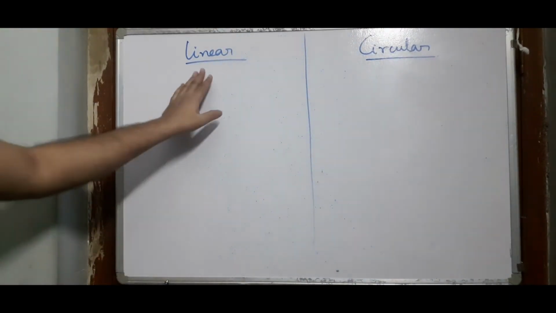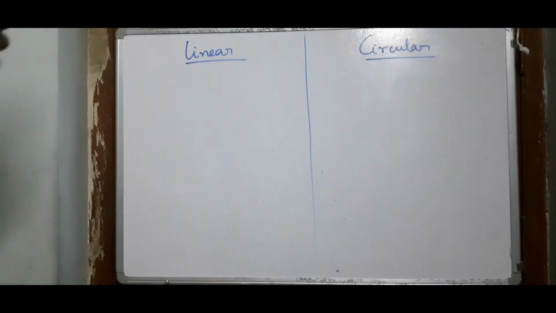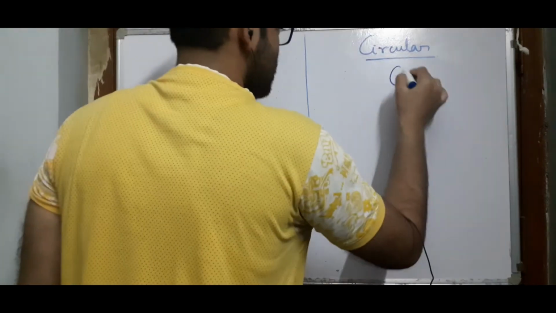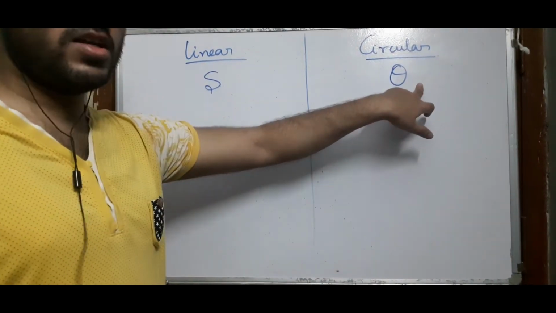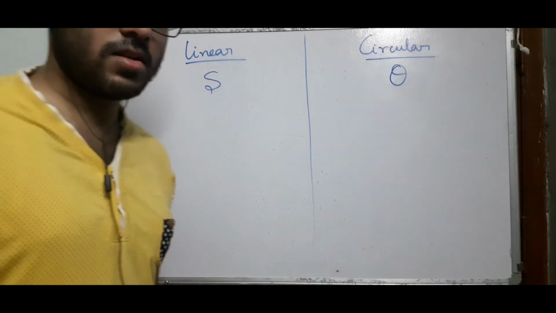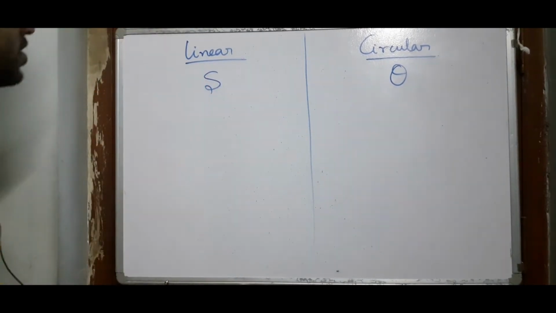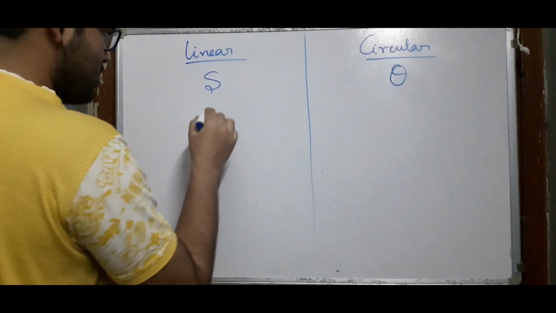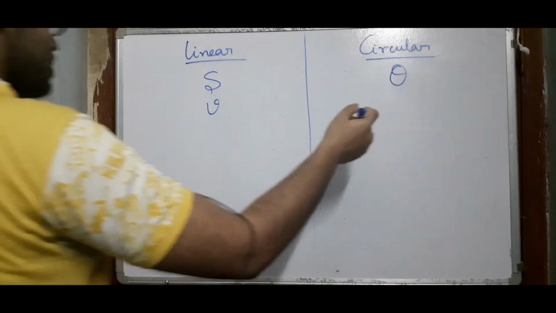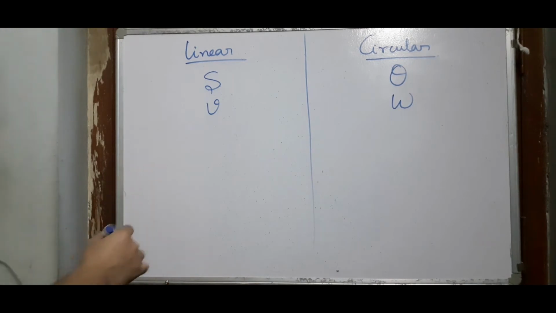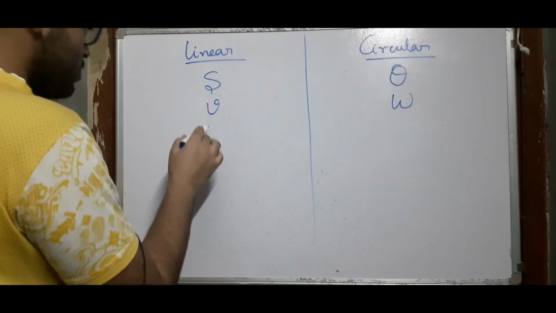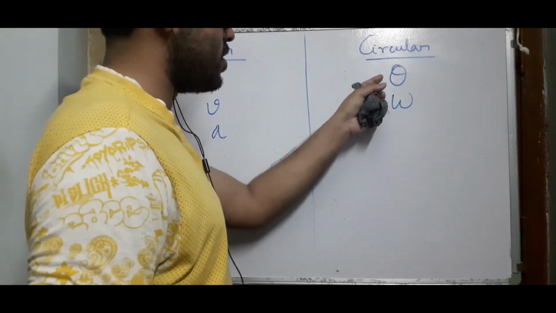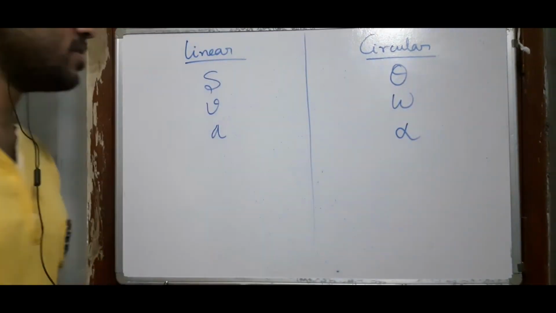So first of all, displacement. This is linear displacement, this is circular or angular displacement. Linear displacement is denoted as s, and this is theta, measured in radians or degrees, whereas s is measured in meter, centimeter, and so on, you can attach prefixes. Linear velocity is the first time derivative of s, which is v, and the first time derivative of theta is omega. Similarly, the first time derivative of v and second time derivative of s is linear acceleration. The first time derivative of omega and second time derivative of theta is angular acceleration.